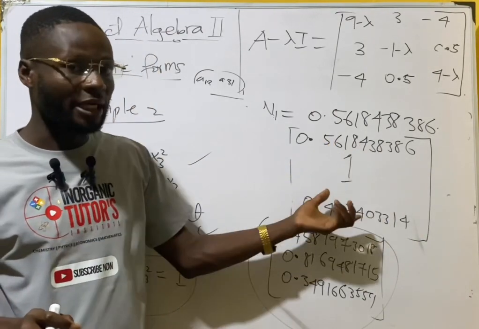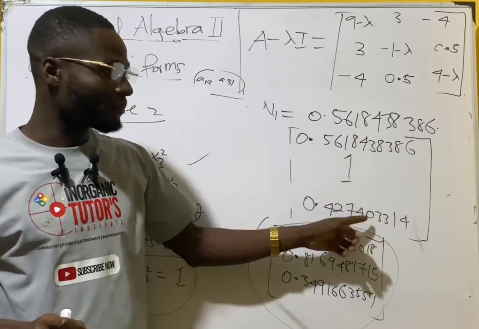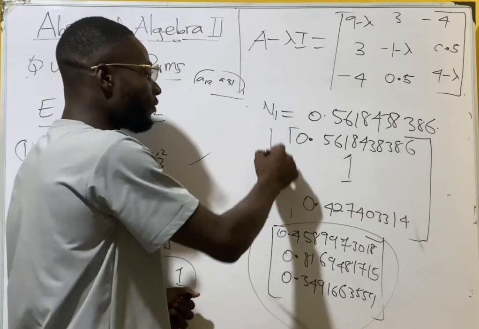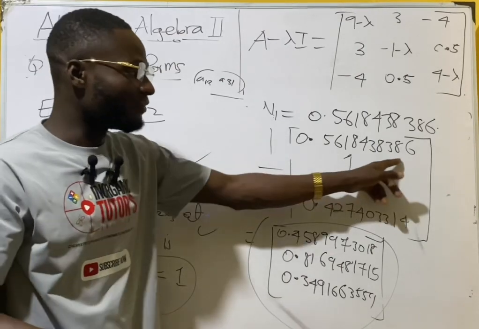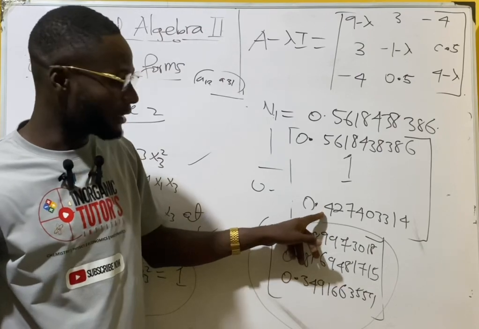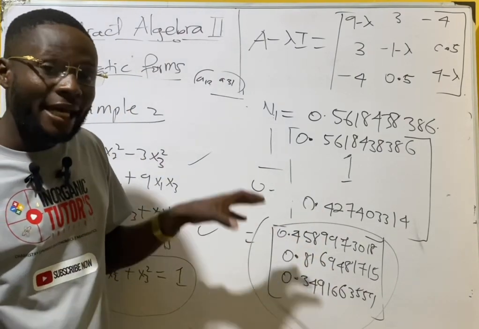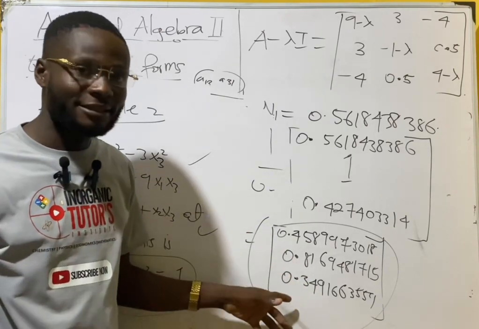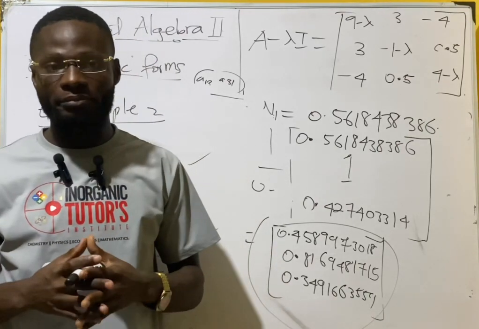You know how to find the magnitude: square of this plus square of this plus square of this. Then take 1 over the result you obtain and use it to divide each item in the eigenvector. The result that comes out becomes where that particular minimum or maximum value occurs. And that is how we deal with this kind of problem.